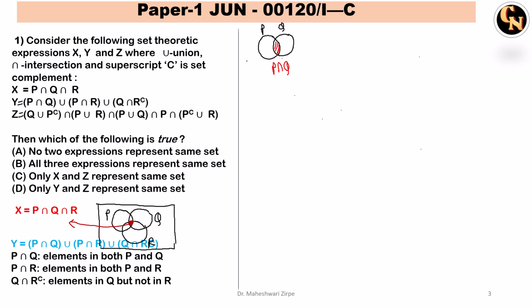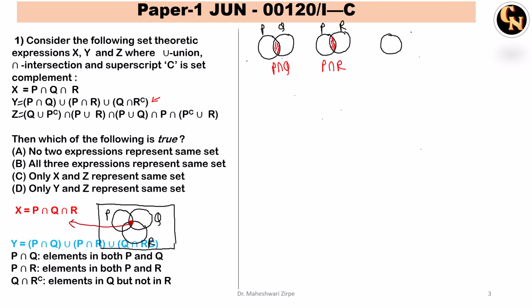Then what else have they said? P intersection R. Now let me draw one more; afterwards we are going to merge all three diagrams. So P and R, suppose it is like this. Then again this shaded portion will tell us P intersection R. Then what else is there? Q intersection R to the power C. R to the power C means the complementary of R they are saying. So there is a Q and R.